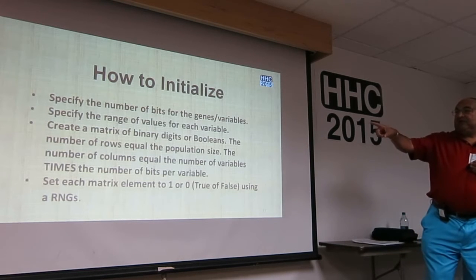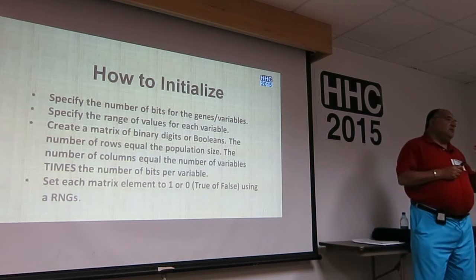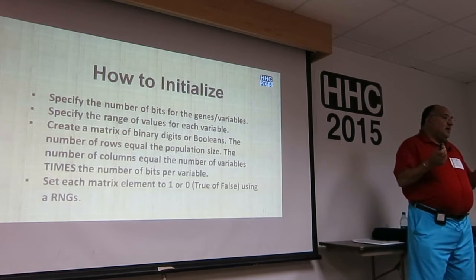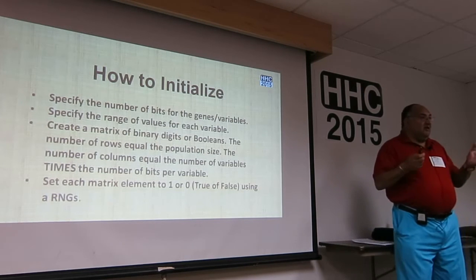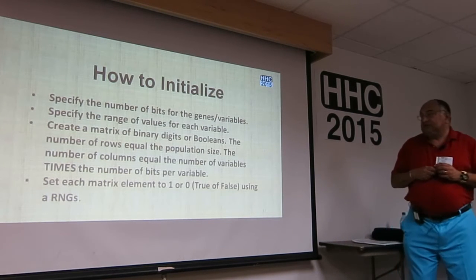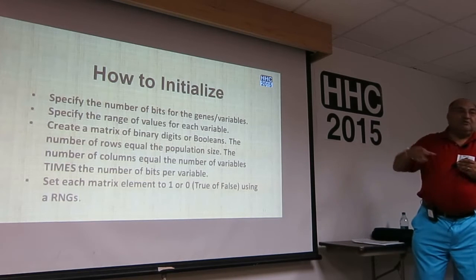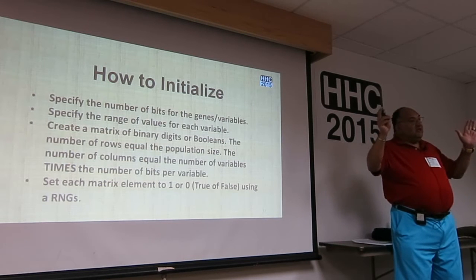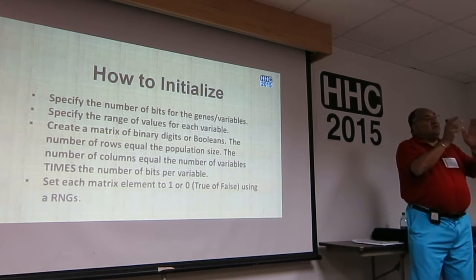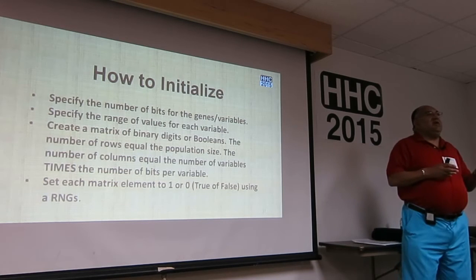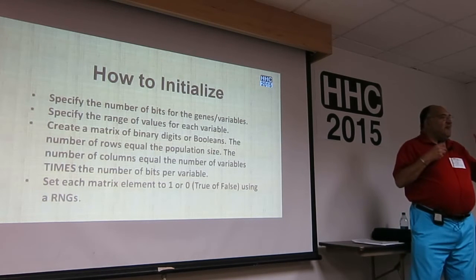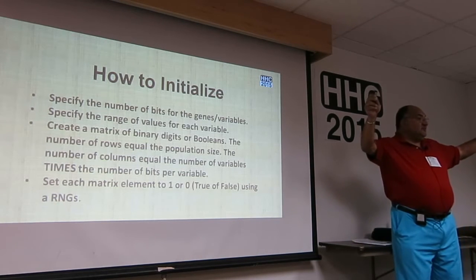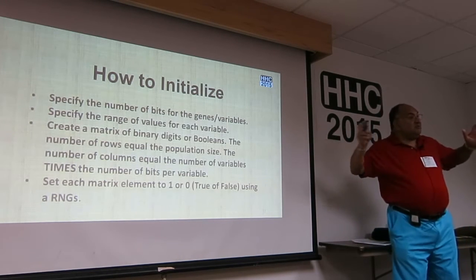And then we create a matrix of binary digits, of Booleans. When I was coding in Excel, I used Booleans. But when I switched to the Prime, I was using a matrix of numbers that I filled with zeros and ones. So the number of rows equals the population size, how many probes you have. But the number of columns equals the number of variables times the number of bits. So if my problem has 4 variables, and I have, say, 15 bits, that's 60 columns. So the matrix usually is huge.